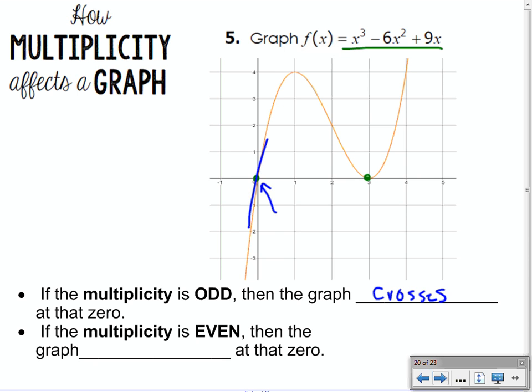But when we have a 0 with an even multiplicity, instead of crossing, our graph comes, it hits that point, and it just bounces right off. So graphically, this is the effect that multiplicity has. If you have a multiplicity that's odd, it's going to cross at that 0. If you have a multiplicity that's even, it's going to bounce at that 0.